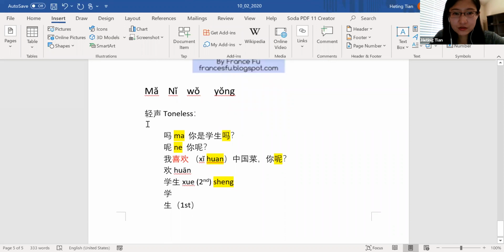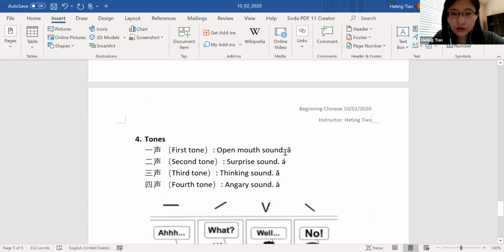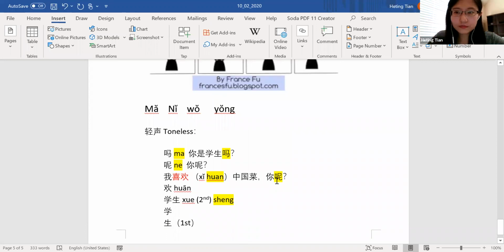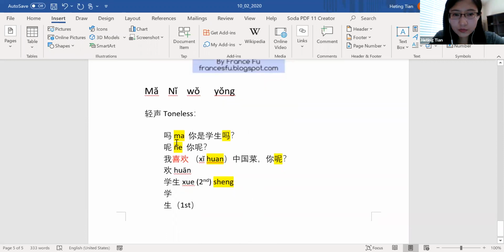Next part is neutral tone or toneless. 轻声, toneless. That means no tone mark on the top of the finals, like ma. You make it short. If you say ma, make it short. Ma. Without pronouncing the tone. Okay, ma. Are you a student? 你是学生吗? You are student. 你是学生. Add a ma, that's a question marker. Are you a student? 你是学生吗?